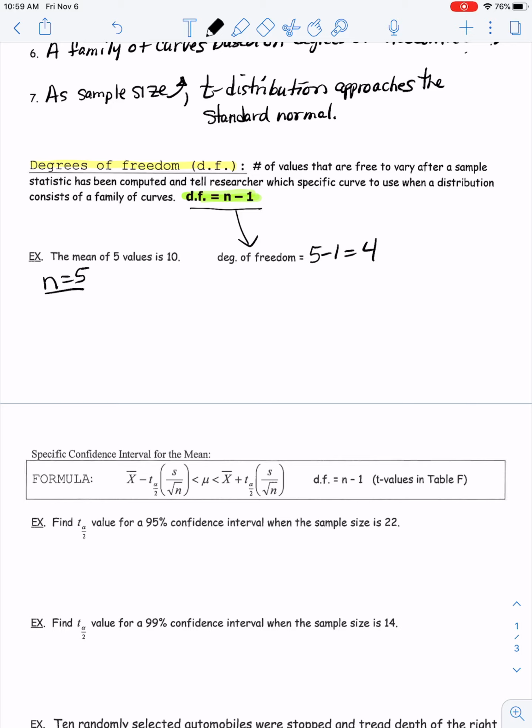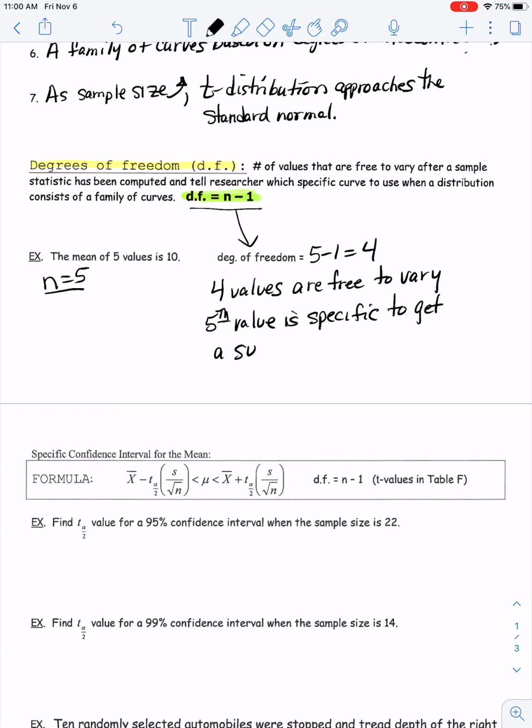Okay? So it means that you have 4 values that are free to vary. In other words, they can be whatever they want to be. But the 5th value is specific, so that we get a sum of 50. Okay, so where did I get 50 from?